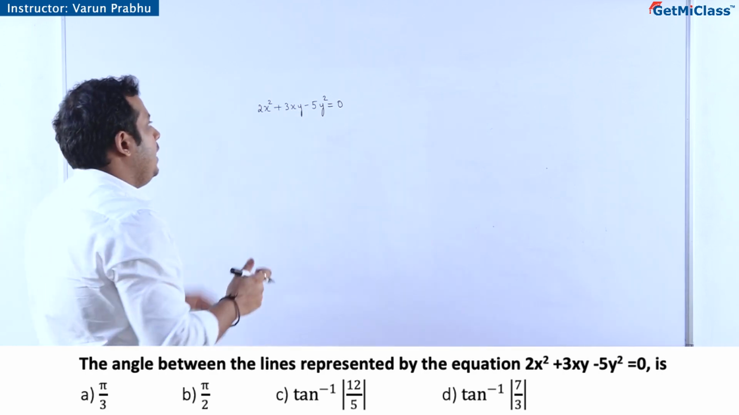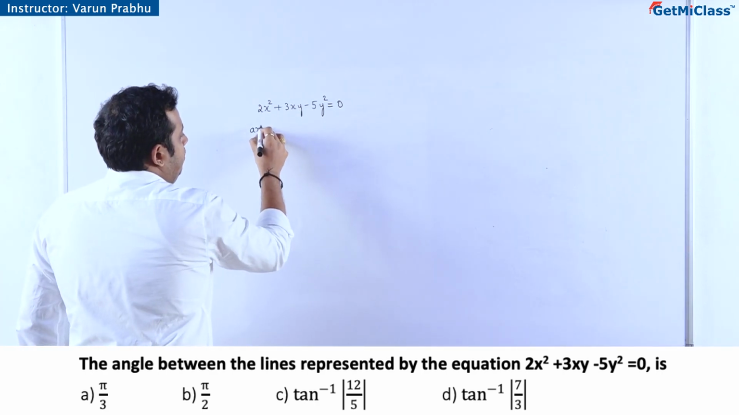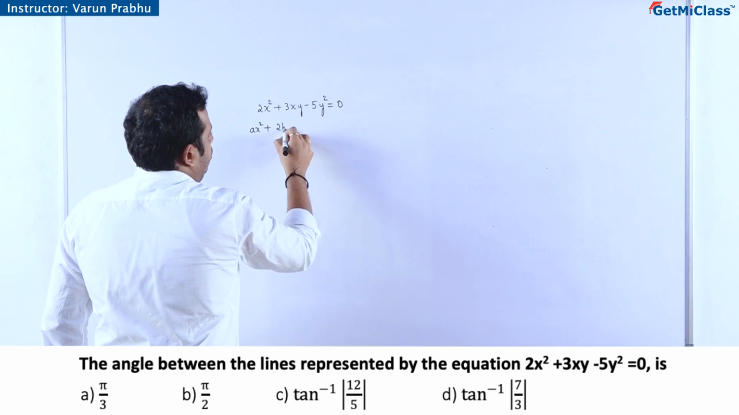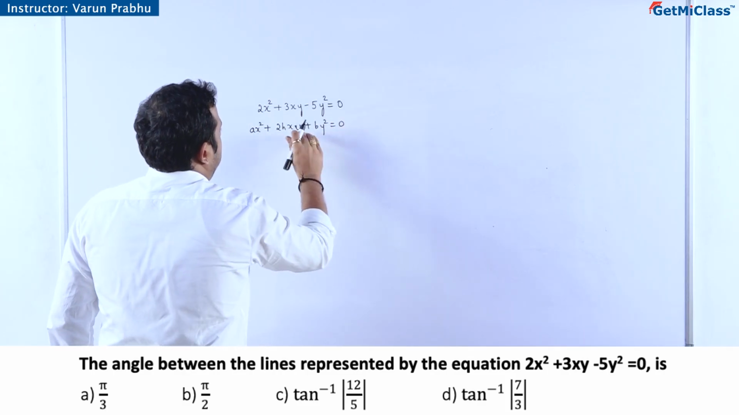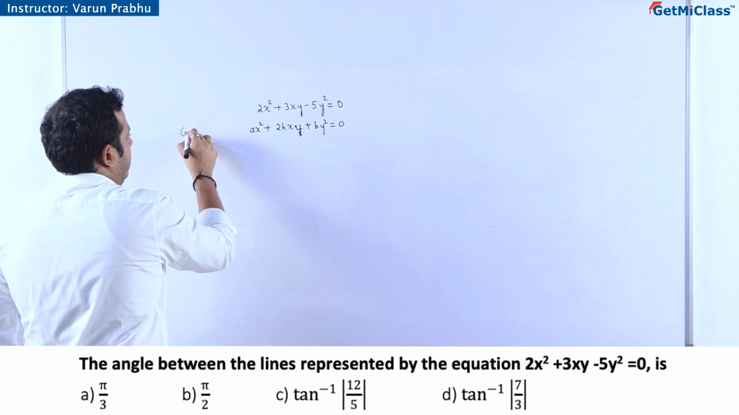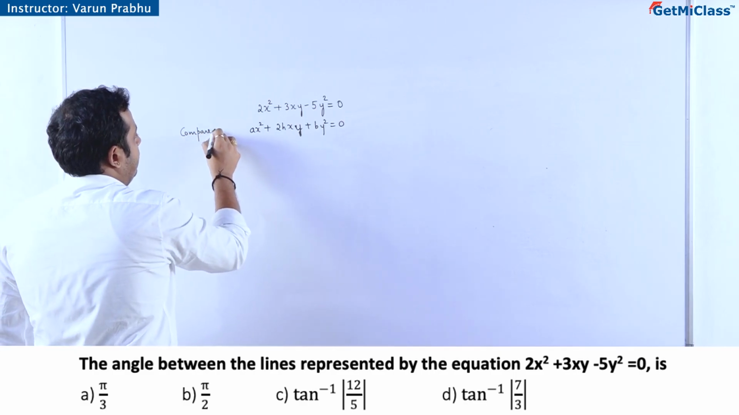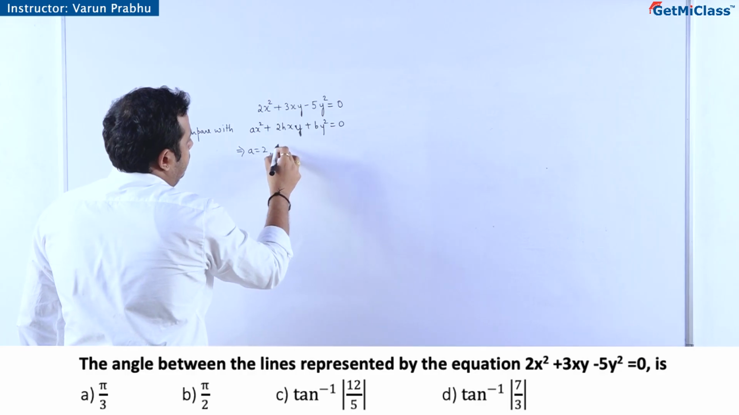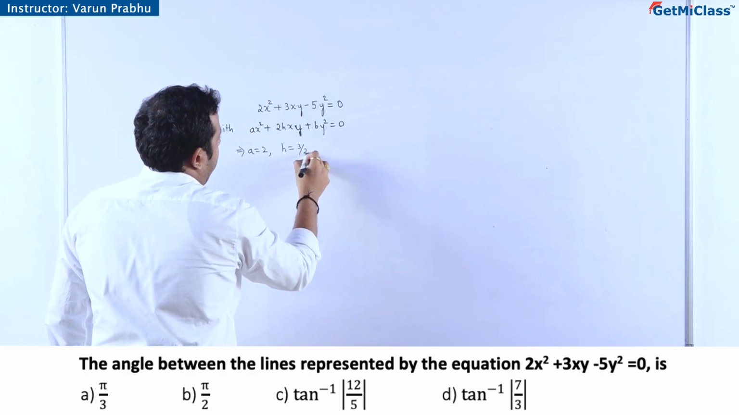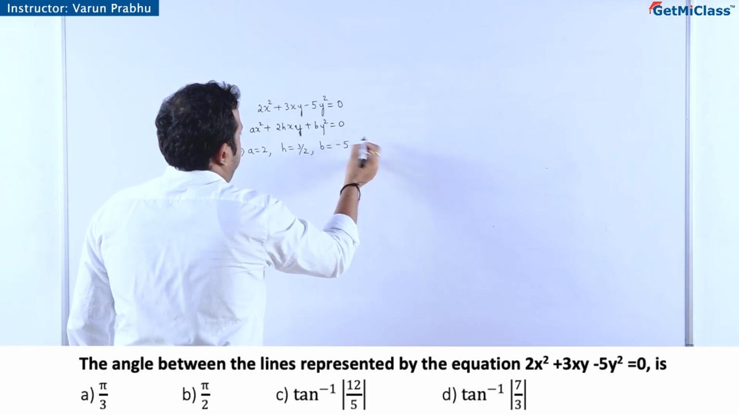The question is asking what is the angle between the lines. You compare this with ax square plus 2hxy plus by square is equal to 0, correct? You compare with. So, this implies to me that a is equal to 2, h is equal to 3 by 2 and b is equal to minus 5, right?